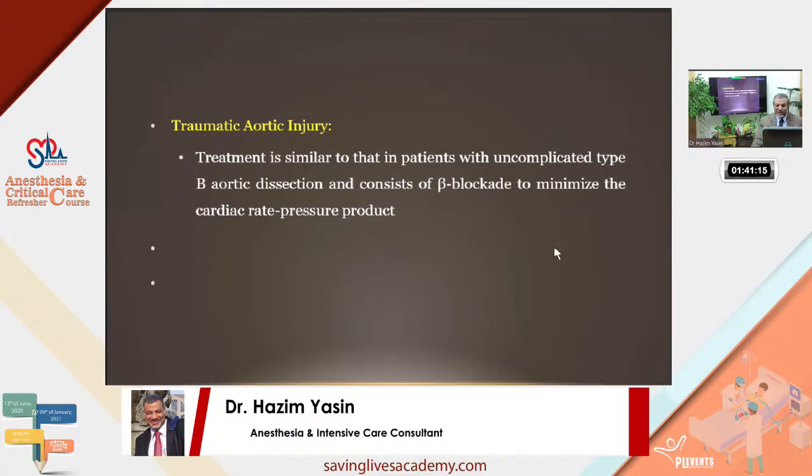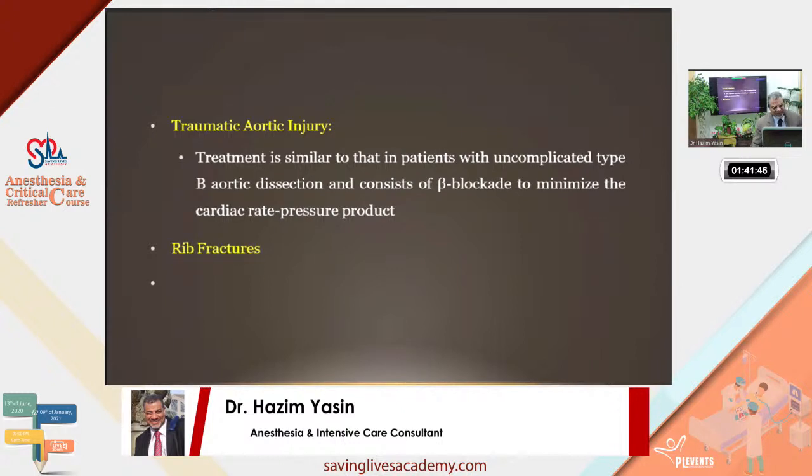Traumatic aortic injury, I will not talk about it, it needs too much treatment. Of course, if there is no vascular surgeon, you can only give some beta blockers to minimize the cardiac rate pressure and stabilize the patient until a vascular or cardiothoracic surgeon comes, or until the patient is transferred to a higher trauma center if you are in a small hospital.